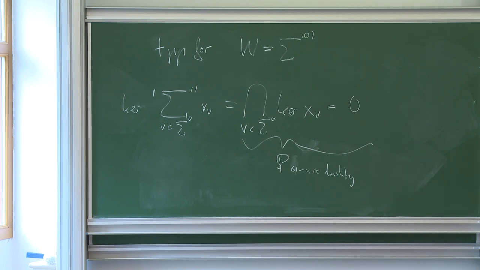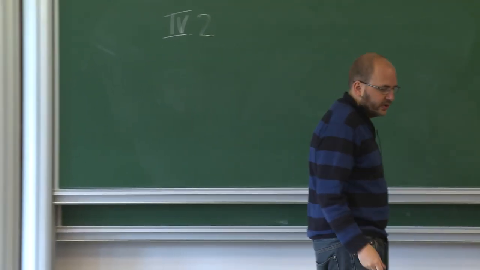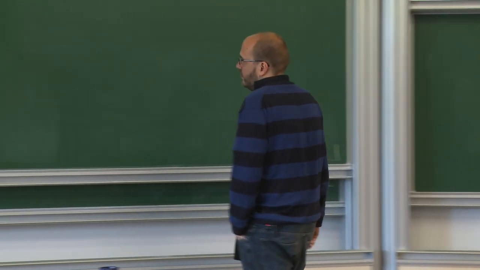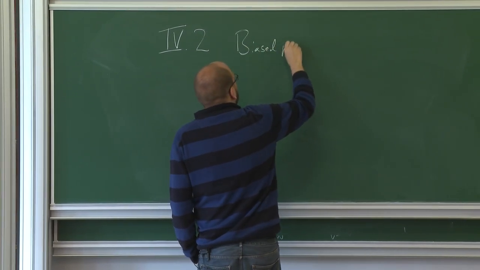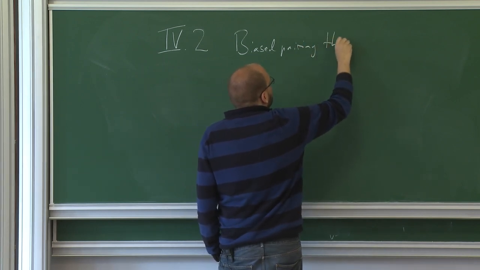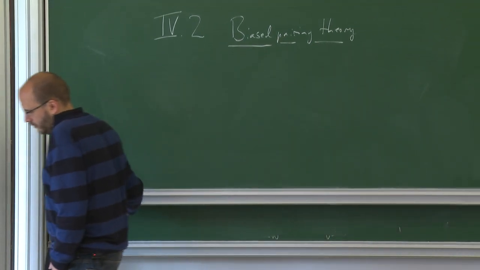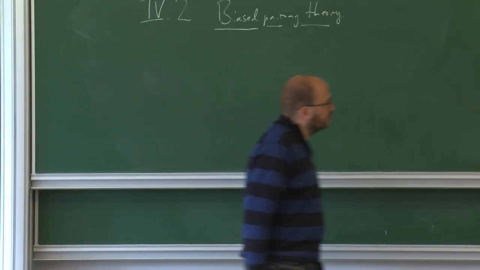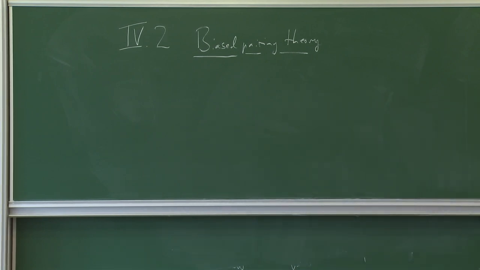What we want to do is prove this non-degeneracy of the pairing at a subspace, all right? And this is what I call bias pairing theory. I will go over this theory of understanding the Poincaré pairing at subspaces a little.